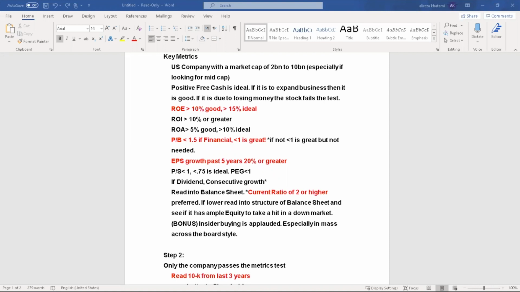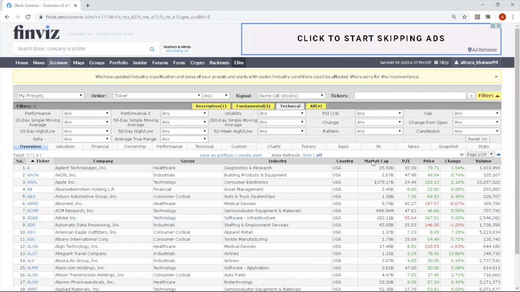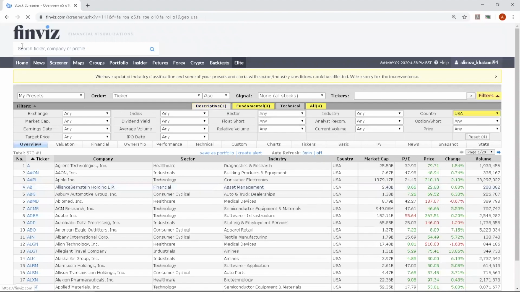So again, I can type in here. We have the Finviz. You can look. It's free. Can you see this screen right now? This one I just opened here. The Finviz. Yeah, I can see it. Yeah. So you can actually go to Finviz.